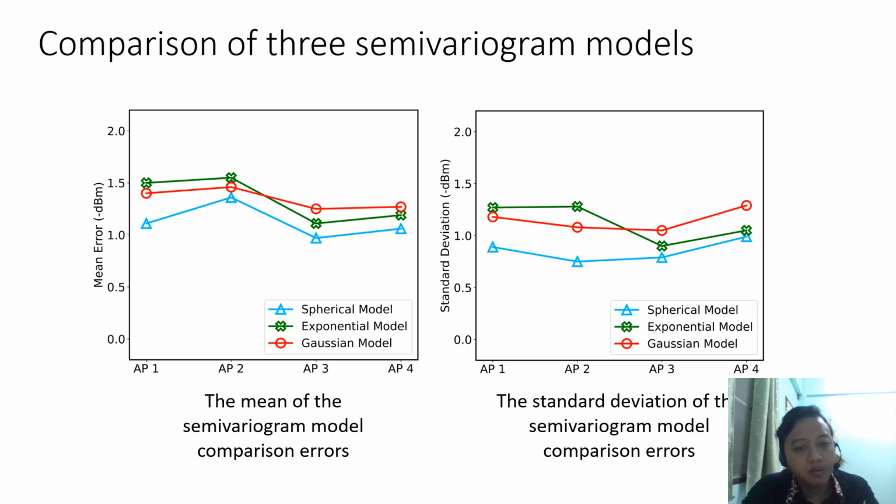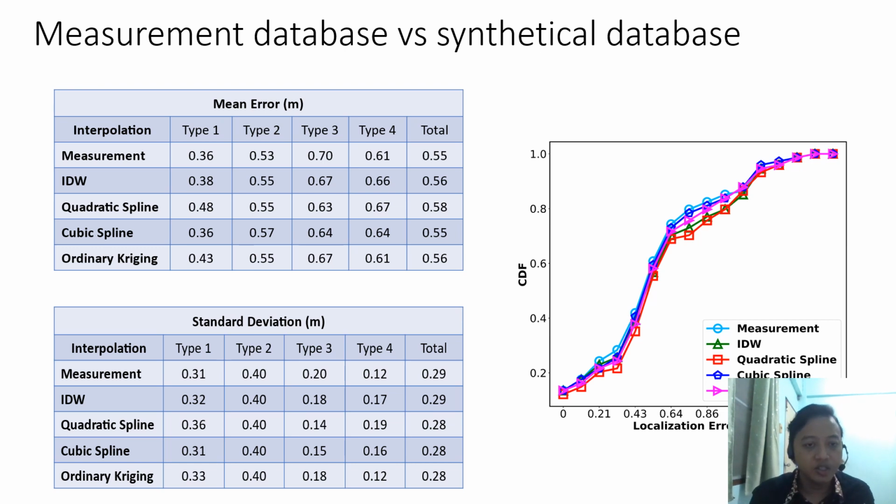The overall mean positioning error generated by various spatial interpolation techniques is almost similar to the error generated by positioning using a measurement database. The cubic spline interpolation yields the same error as the full measurement database. The quadratic spline interpolation produces the most significant mean error.